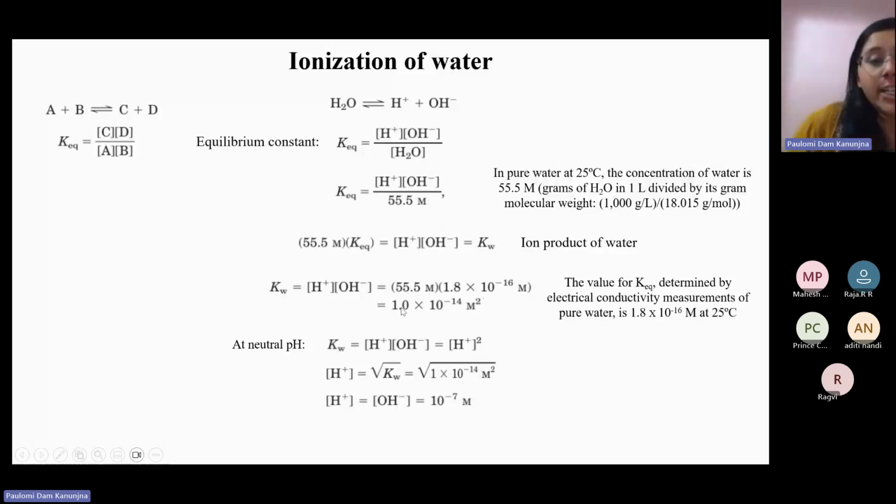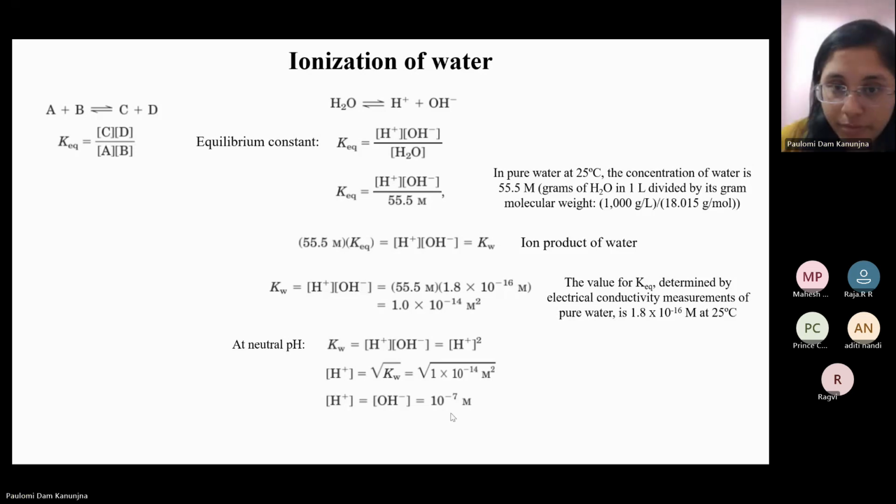Now, you want to say that at neutral pH, when is pH neutral? When it has both the positive and the negative ions in equal concentration. So using this idea, we want to calculate what the concentration of both H plus and OH minus is at neutral pH, the equal amount of both, which is 10 to the power minus 7. So you know that at neutral pH, the H plus ions and the OH minus ions are both at 10 to the power minus 7 molar concentration.